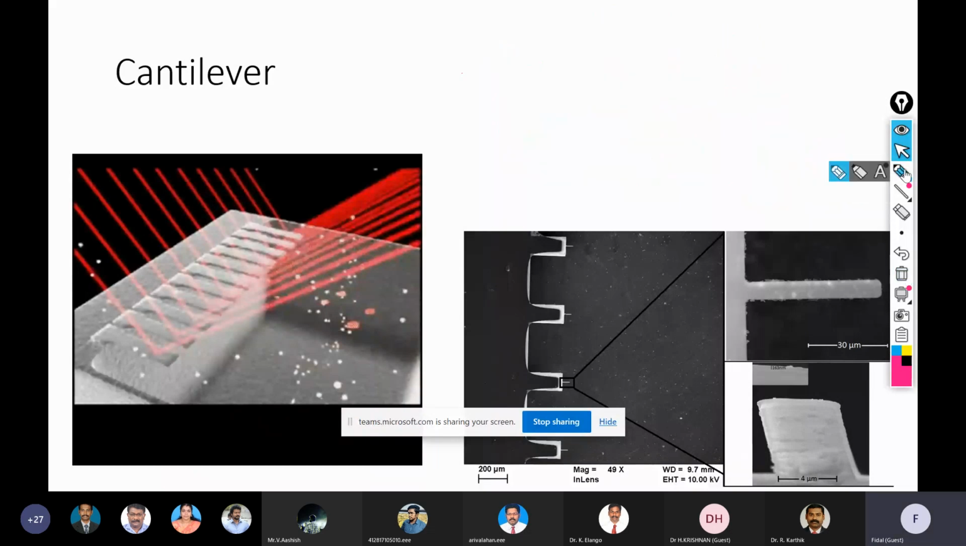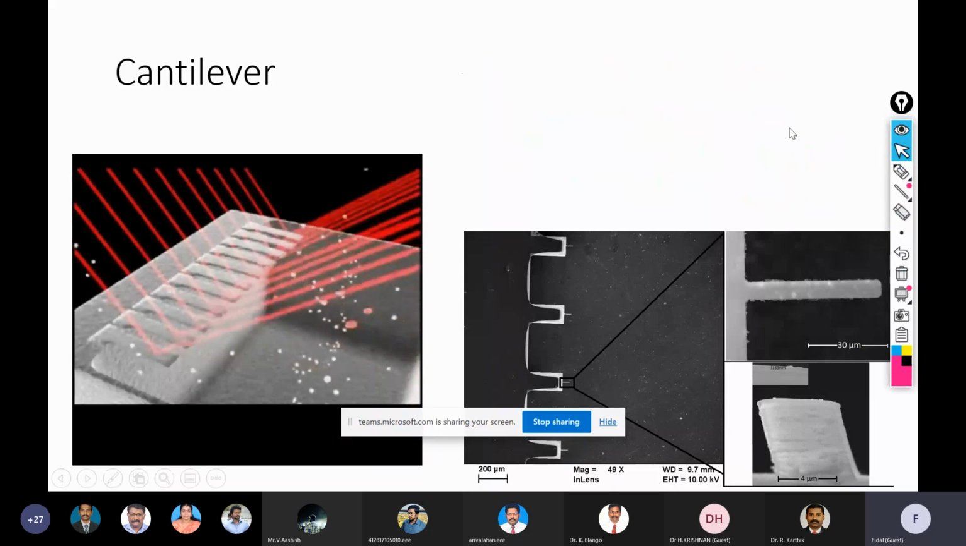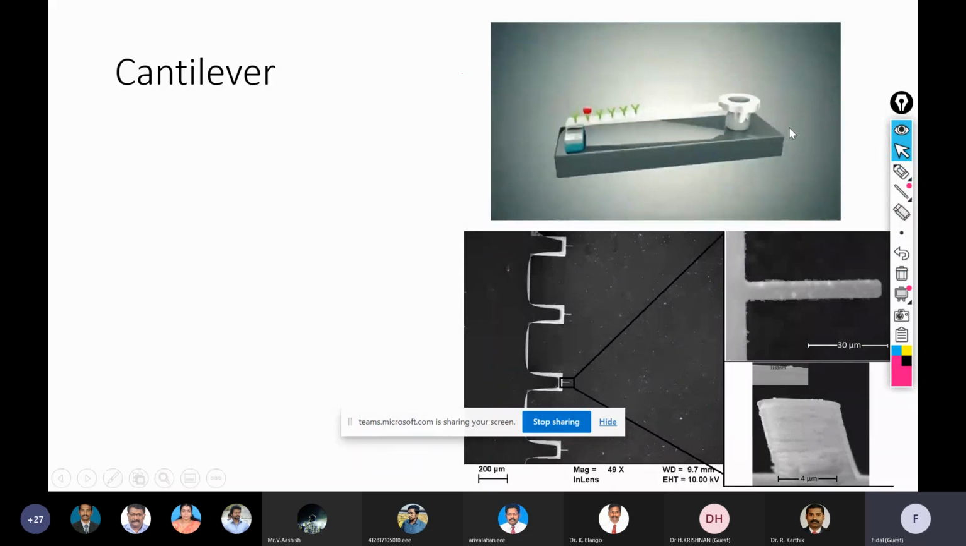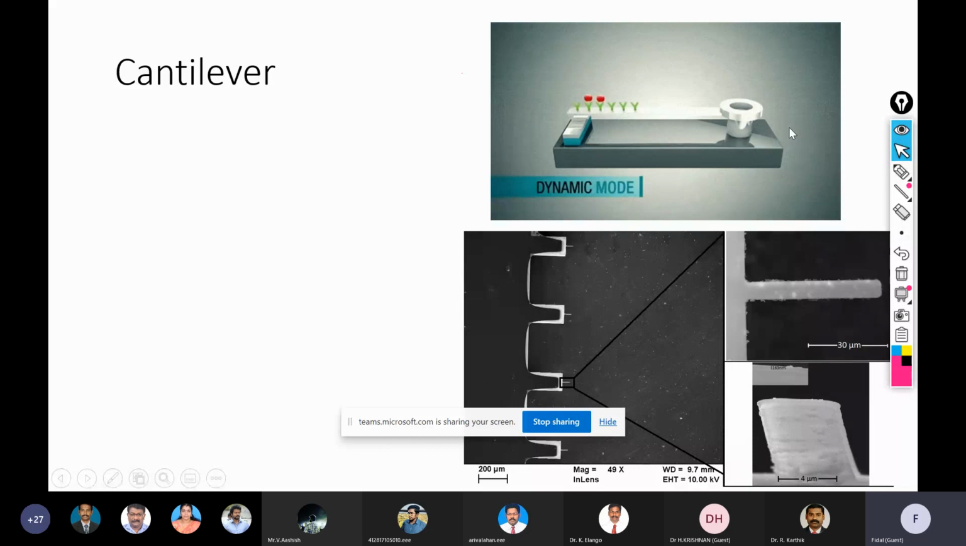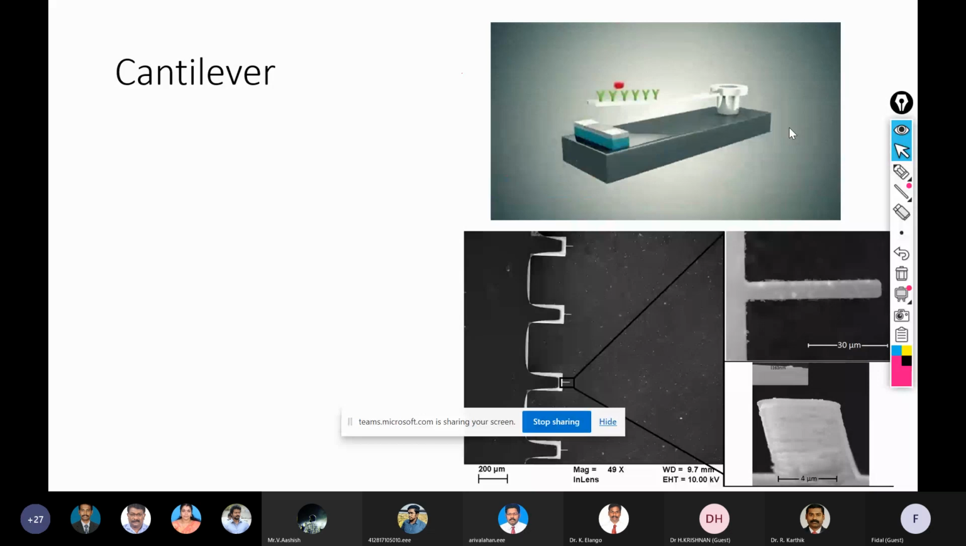So yeah. Here I just wanted to show how the dynamic mode works. Whenever there's attachment of mass, it just measures the change in resonance frequency.